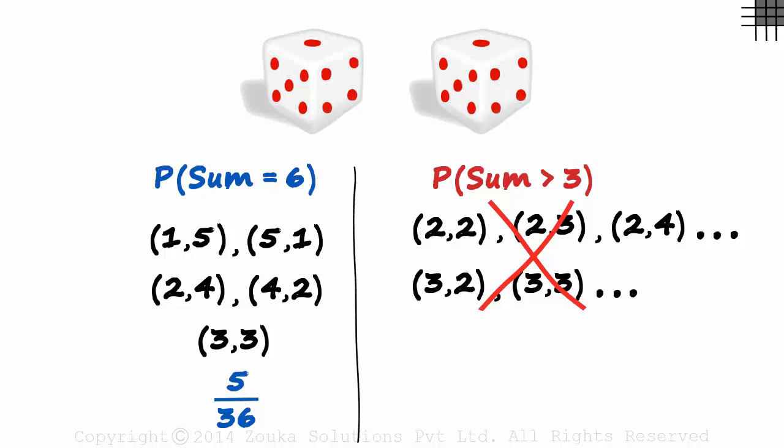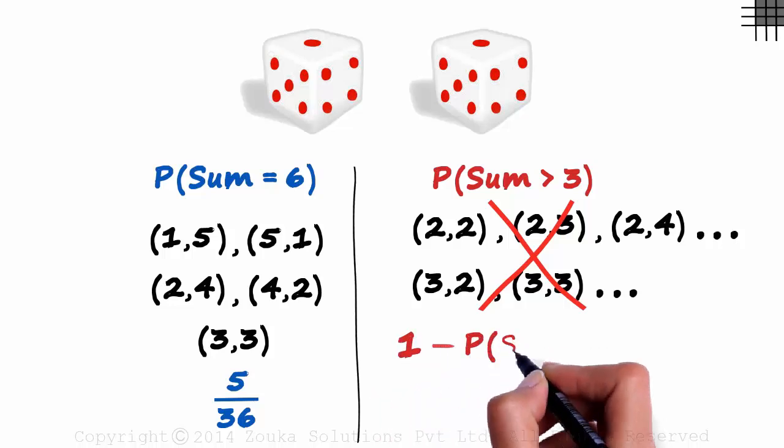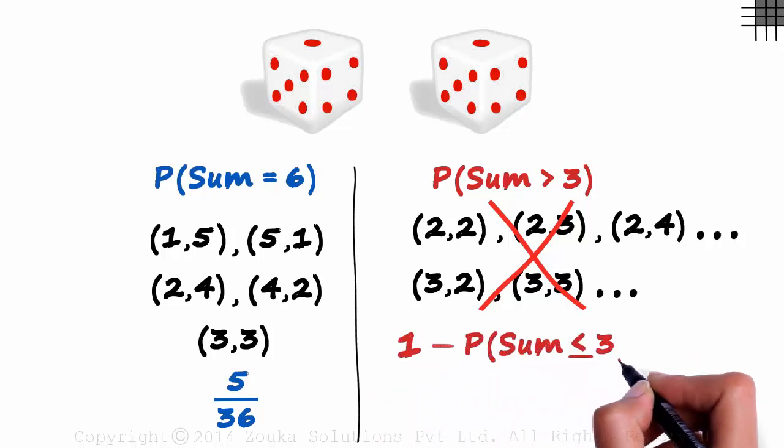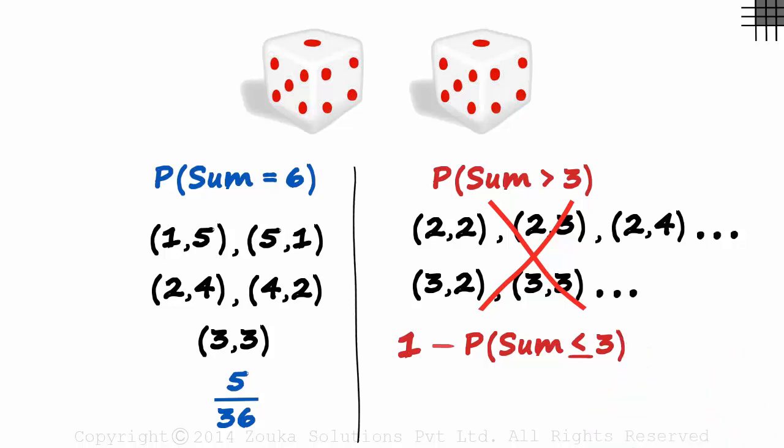We have been asked all possibilities which are greater than 3. It can also be interpreted as all possibilities except the ones less than or equal to 3. They mean the same. So we can write this as 1 minus P of sum less than or equal to 3. From all 36 possibilities, we are eliminating the ones which are less than or equal to 3. But why did we write it like this?